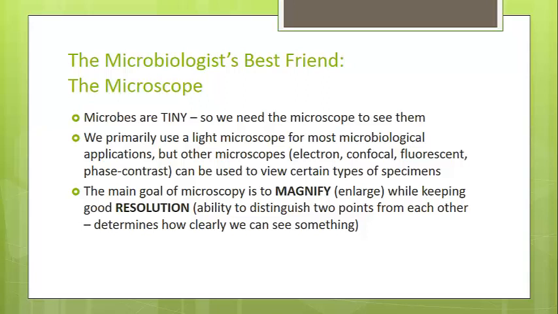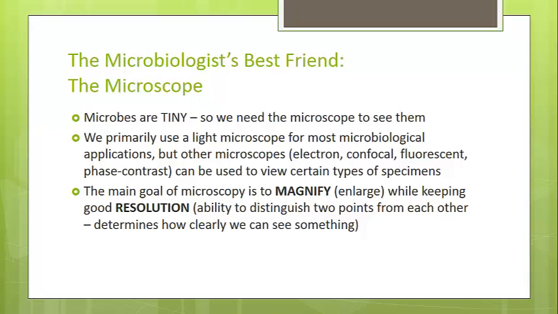Now, primarily we use a light microscope for most microbiological applications, but there are other microscopes that exist out there that we can use for certain types of specimens. Microscopes like the electron microscope, or a confocal, or fluorescent, or phase contrast microscope. Those tend to be more expensive and used for more specialized applications, but we can use those as well. But in general, we're going to use light microscopes, and that's what we'll use in lab this semester.